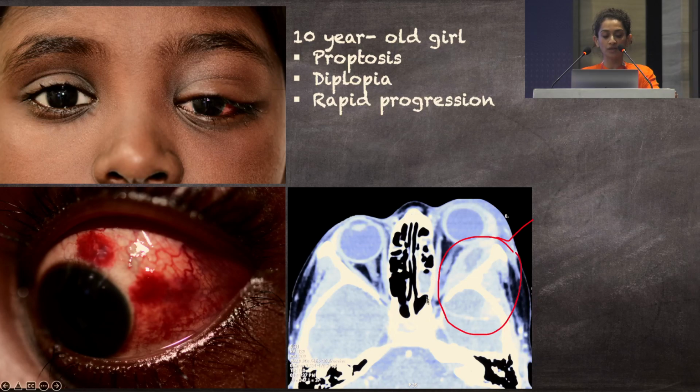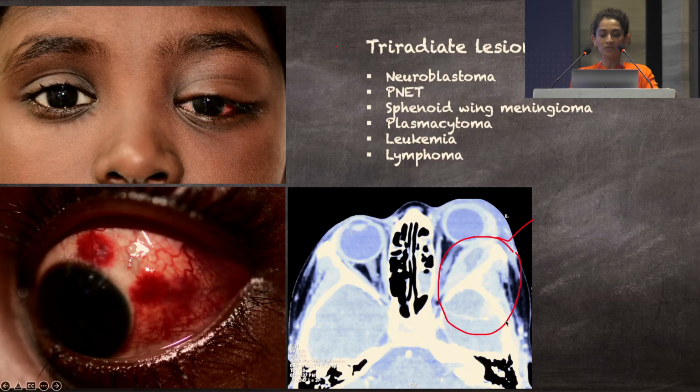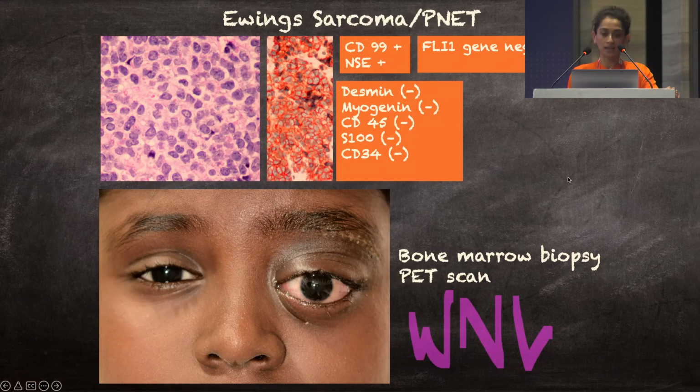But what was very striking is this triradiate location of the tumor, and it's extending to the temporal fossa, with intracranial extension, and it was sitting in the lateral orbit. Initially when it came, I prayed that it be an inflammation or abscess of the lateral rectus, which is extending to the adjacent structures. But whenever we have a triradiate lesion, be it a pediatric patient or an adult patient, these are the things that you have to keep in mind. As far as neoplasia is concerned: neuroblastoma, PNET, sphenoid wing meningioma in adults, plasmacytoma in adults, leukemia in children, or even lymphoma. So we went ahead doing an incision biopsy, and it came out to be an Ewing sarcoma, PNET, in this child.